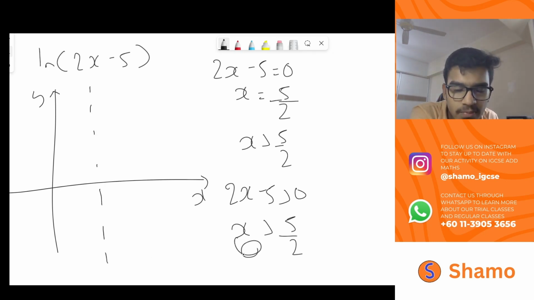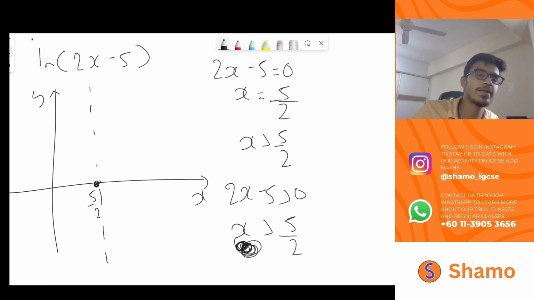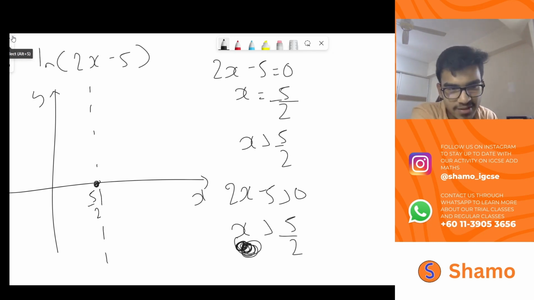Huh, just now you said x is greater than 5 over 2? Oh yeah, sorry, x is equal to 5 over 2 is an asymptote. X is equal to 5 over 2 is an asymptote. And in the previous example, y is equal to 0, y is equal to 5 is an asymptote, okay?